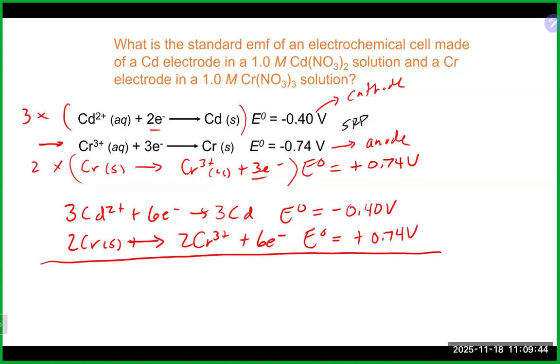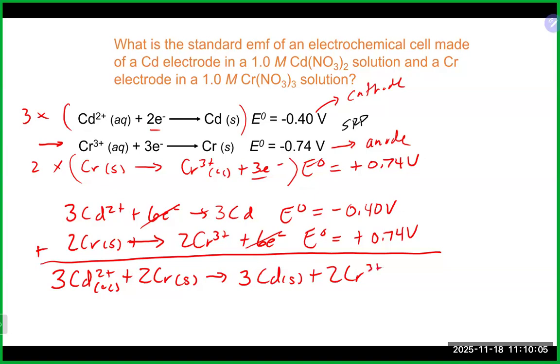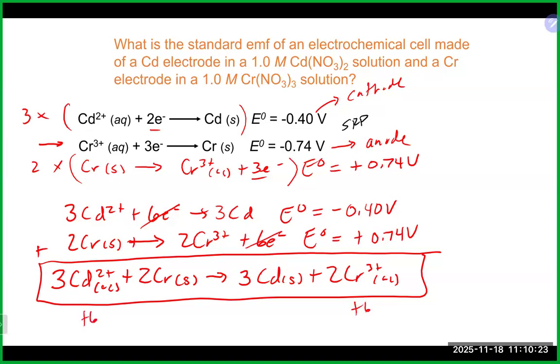Now we can add these together to get our overall reaction. Our electrons should completely cancel, and that gives us 3Cd2+ plus 2Cr solid goes to 3Cd plus 2Cr3+. So this would be technically our overall reaction in this case. First off, any questions on that? It should also still be balanced: three Cd on both sides, 2 chromiums on each side. Overall charge on this side plus 6, overall charge on this side plus 6. So again, everything is balanced like it should be.